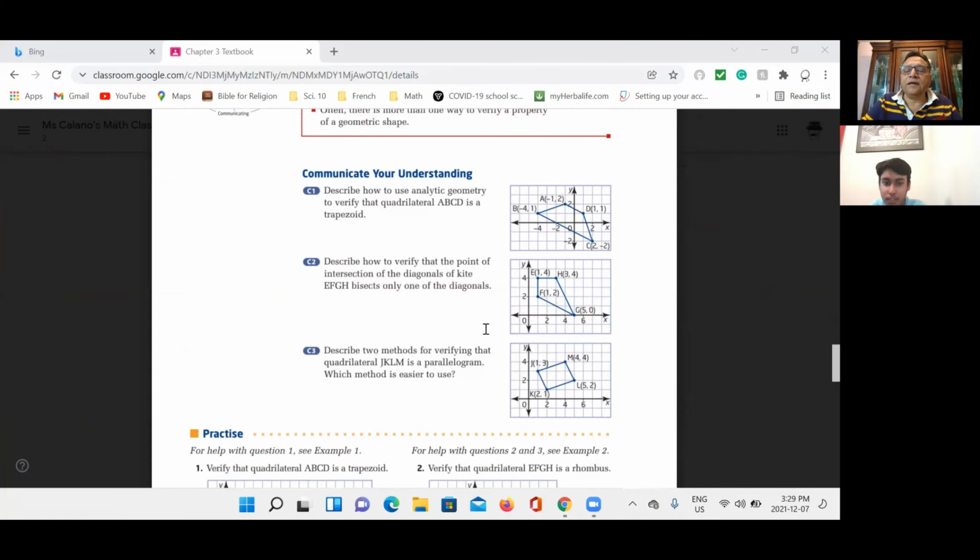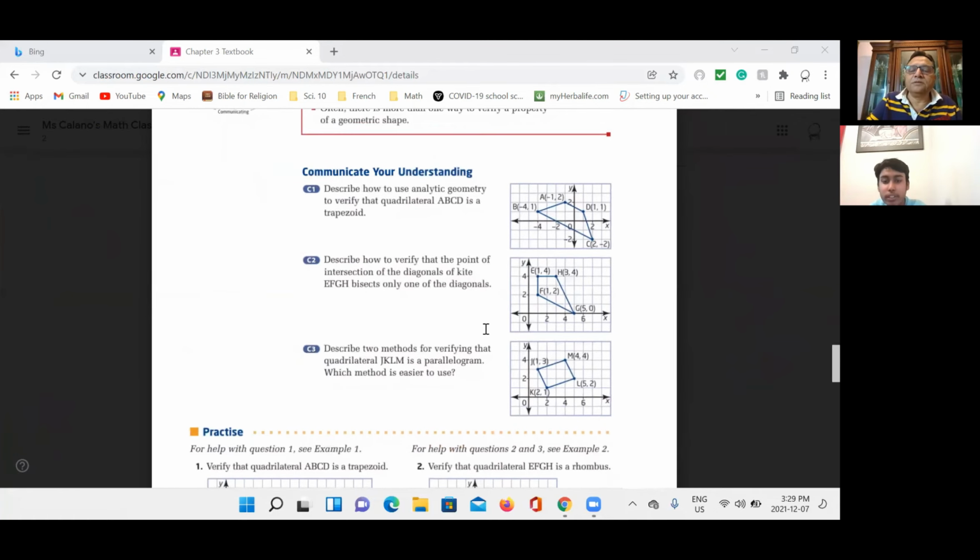So shall we do it? Find the midpoint of F to H. Let's find the midpoint. So first thing is verify the slope. So find the slope of FH. That would be 4 minus 2 over 3 minus 1, right? So that is 2 over 2, I got 1, sir. So this is the slope.